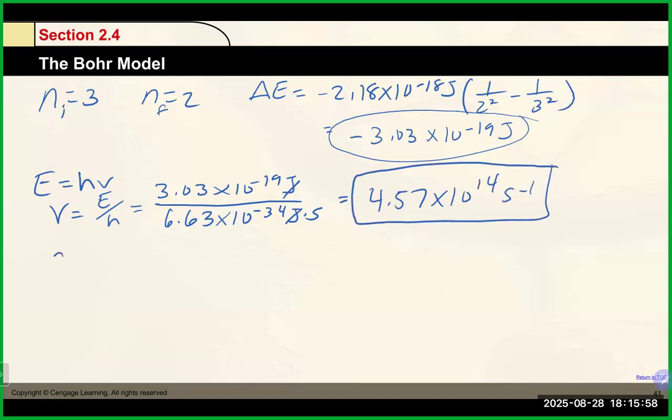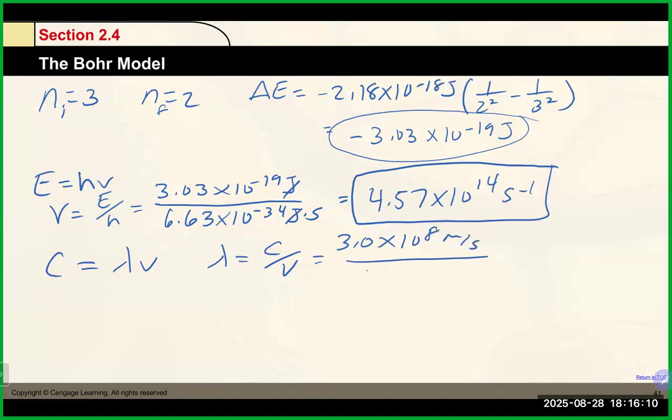And lastly, why not, for old time's sake, we'll go to this formula here to get to the wavelength. Wavelength is C divided by the frequency. So 3 times 10 to the 8 meters per second divided by 4.57 times 10 to the 14 reciprocal seconds. And that's going to get us here. Seconds are going to cancel, leaves us meters. We will end up with 6.57 times 10 to the minus 7 meters.